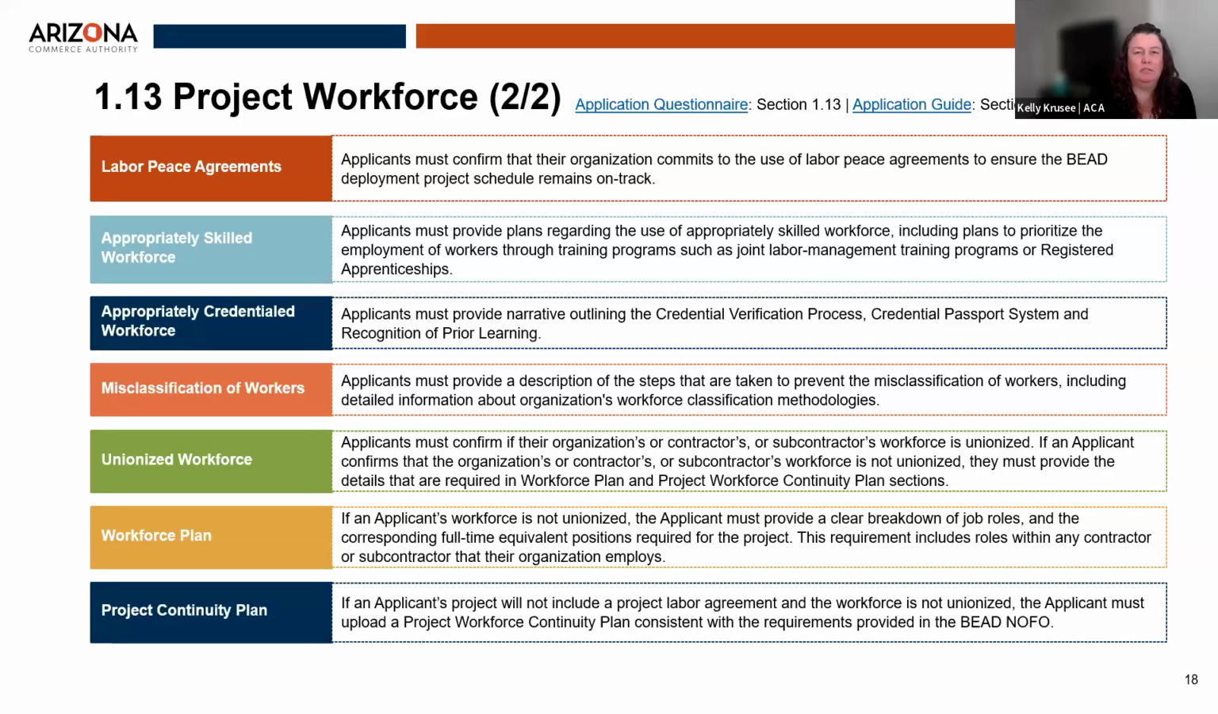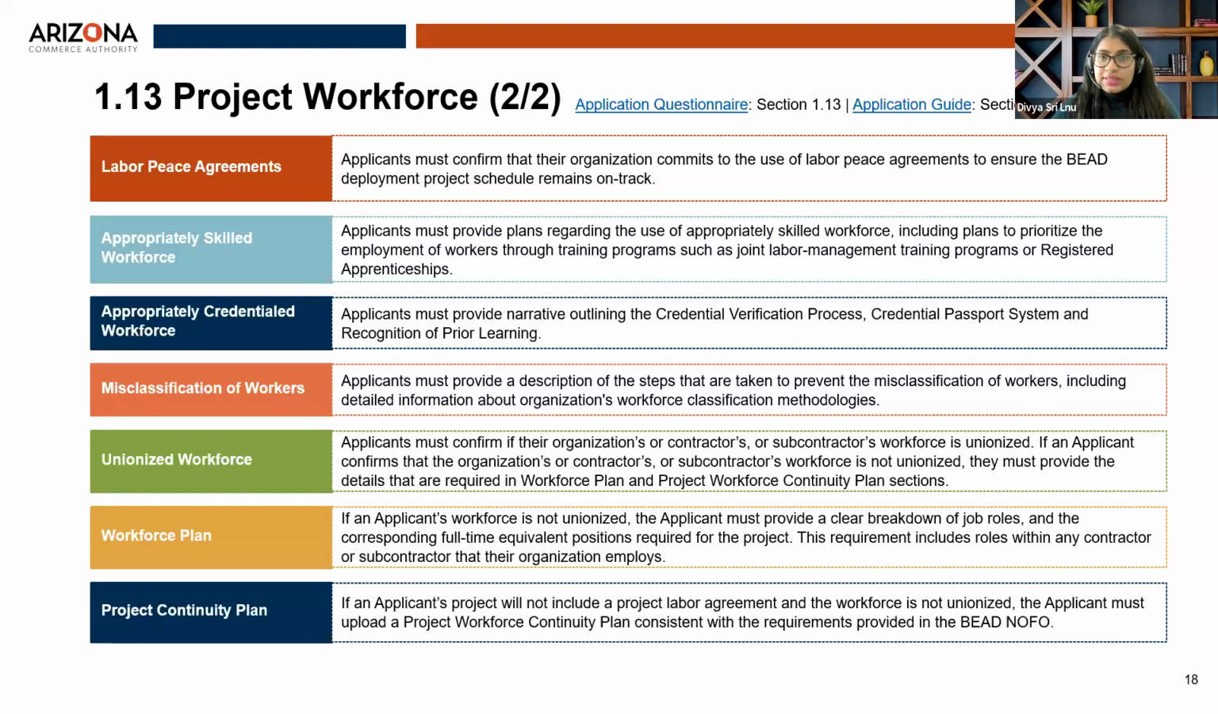Thank you. No other questions at this time. All right, so I'll take up the next slide. Following these requirements, the next set of requirements are providing narratives on these further subcategories. The first one is the labor peace agreement. Applicants must confirm the organization commits to use of labor peace agreements and provide plans to address that requirement.